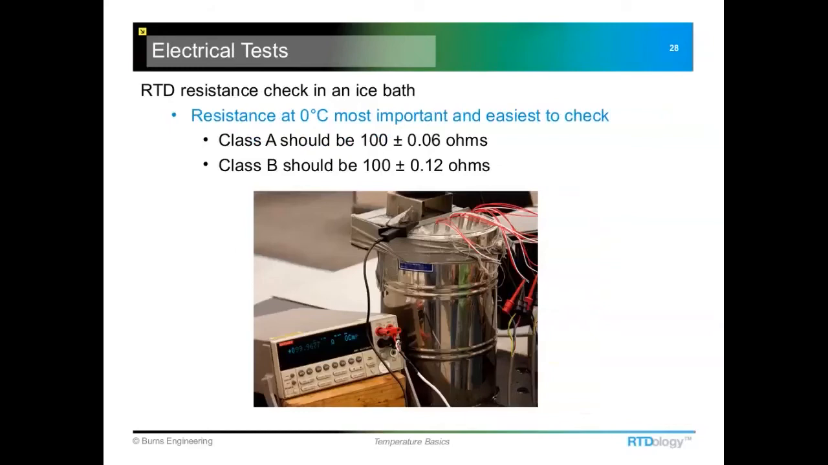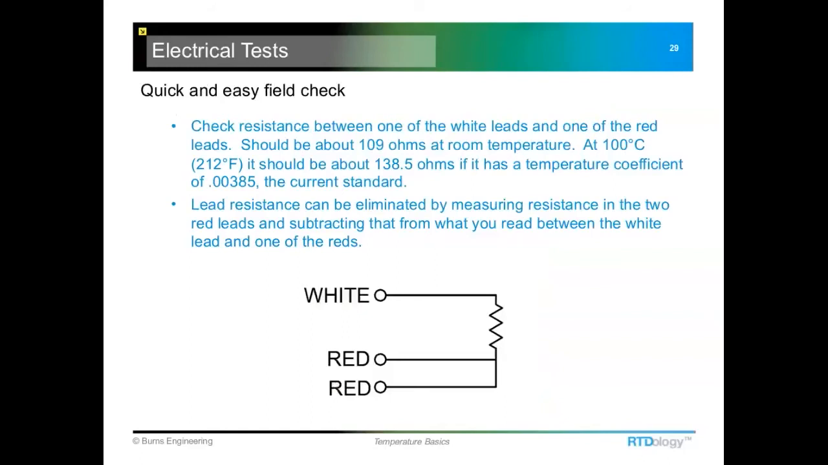So an electrical test that we can do is to take that unknown probe, stick it in an ice bath, and measure the resistance. And if it's 100 ohms, with either one of those tolerances, then we kind of know which class or interchangeability grade it is. And if you're out in the field and don't have an ice bath, typically at room temperature, these things are going to measure about 108 ohms, 109, somewhere in there.